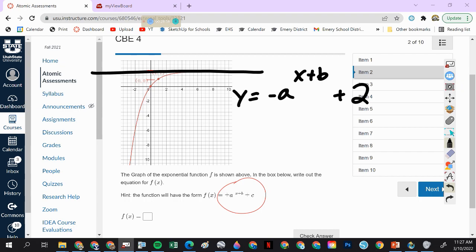Okay, now for the hard part. In reference to this line, what happened from here to here? I started with a distance of 2, and a day later, I now have a distance of 1. And how do you go from a distance of 2 to a distance of 1? You times it by 1/2. Because it's upside down, it's negative 1/2. So y equals negative 1/2 to the x plus b, plus 2.